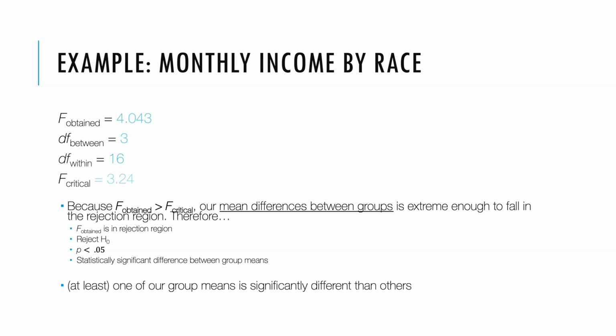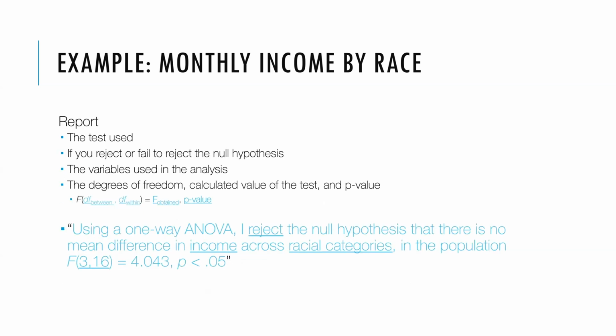Now, we want to write this out. Using a one-way ANOVA, I reject the null hypothesis that there's no mean difference in income across racial categories in the population. F of 3 and 16 equals 4.043, so our F obtained value, comma, P is less than 0.05. You can also say P is less than or equal to 0.05.